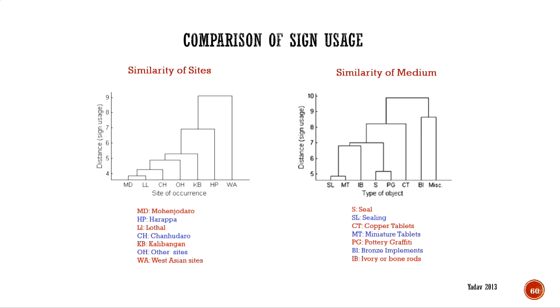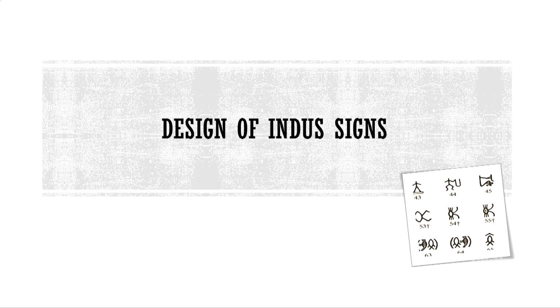Similarly, if we look at the object types, I've already shown you how the script seems to have arisen. In this plot, the seals and pottery graffiti seem to have similar sign usage. Sealings and miniature tablets have an affinity to each other. This IB is very scarce, so you can just ignore it. The copper tablets, on the other hand, are located close to the seals and pottery graffiti.